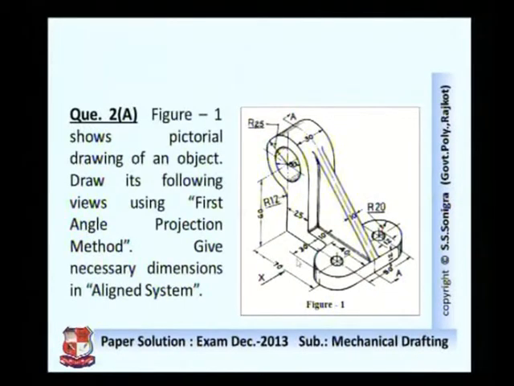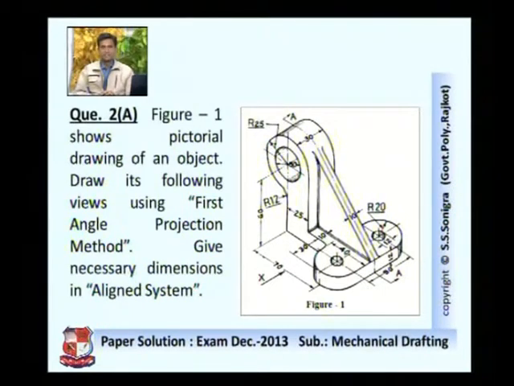Next problem, question number 2a, asked for 14 marks. Figure 1 shows a pictorial view or pictorial drawing of an object. Draw its following views using first angle projection method. Give necessary dimensions in aligned system.